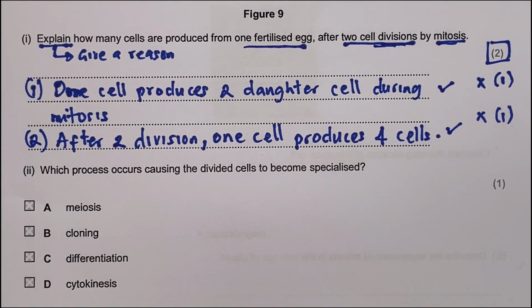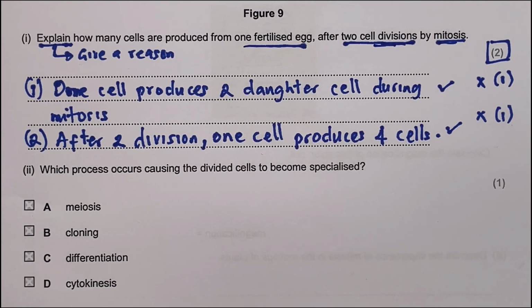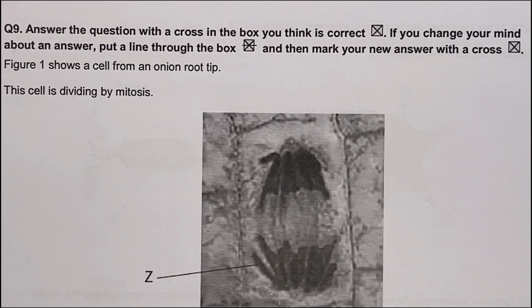Which process occurs causing the divided cells to become specialized? The answer would be differentiation. Answer the question with a cross in the box you think is correct.